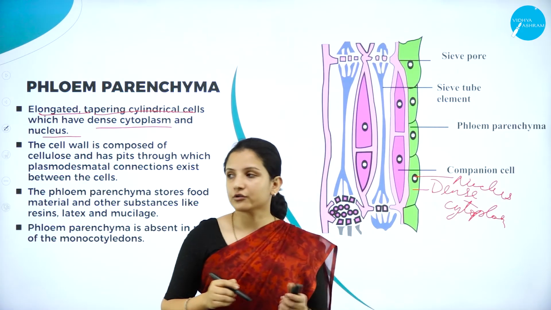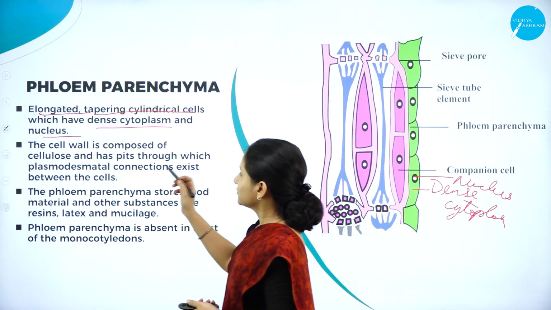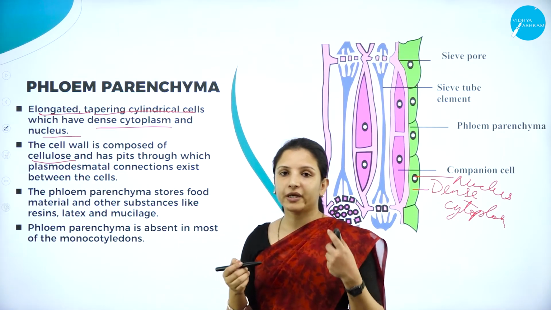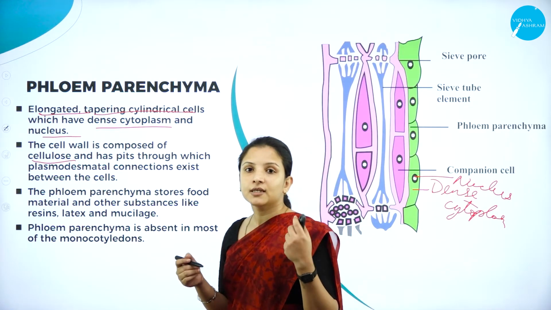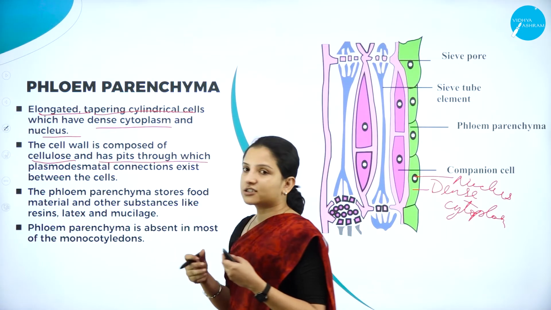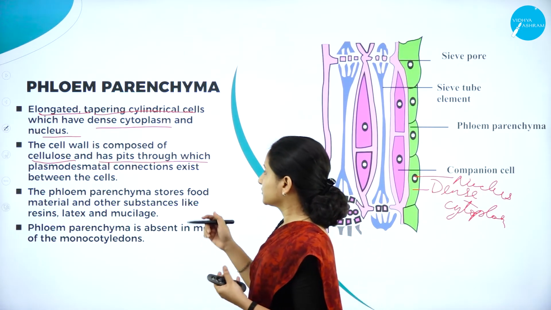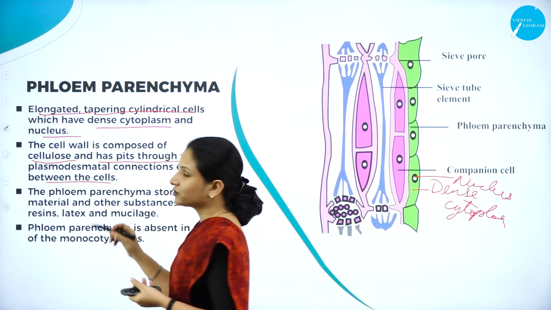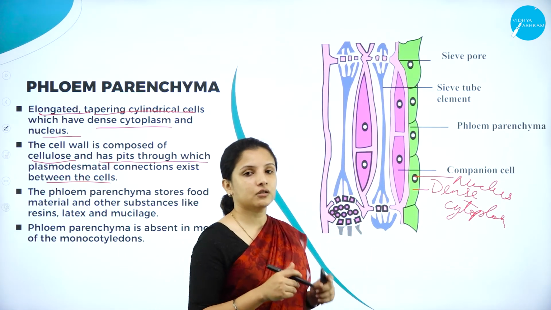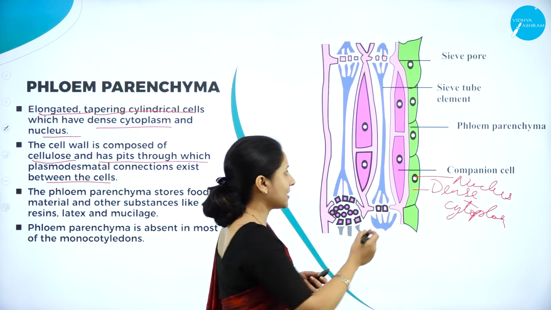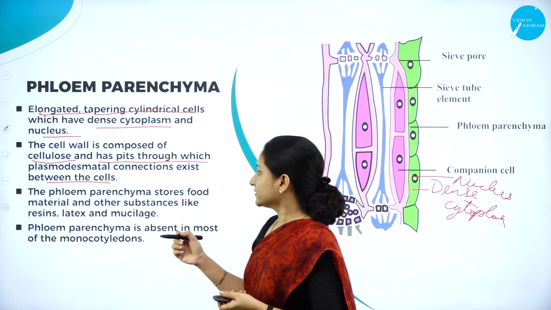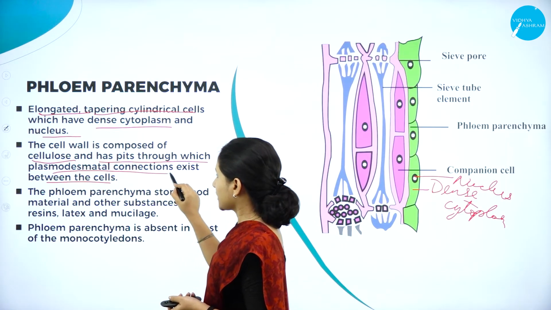So next, moving on to the cell wall deposition. The cell wall is composed of cellulose, that is, the wall is made up of cellulose deposition, and they have pits through which the plasmodesmatal connections take place between the cells. So each of these phloem parenchyma cells is connected to one another through plasmodesmatal connections. One cell is connected to the other through connections called plasmodesmata.